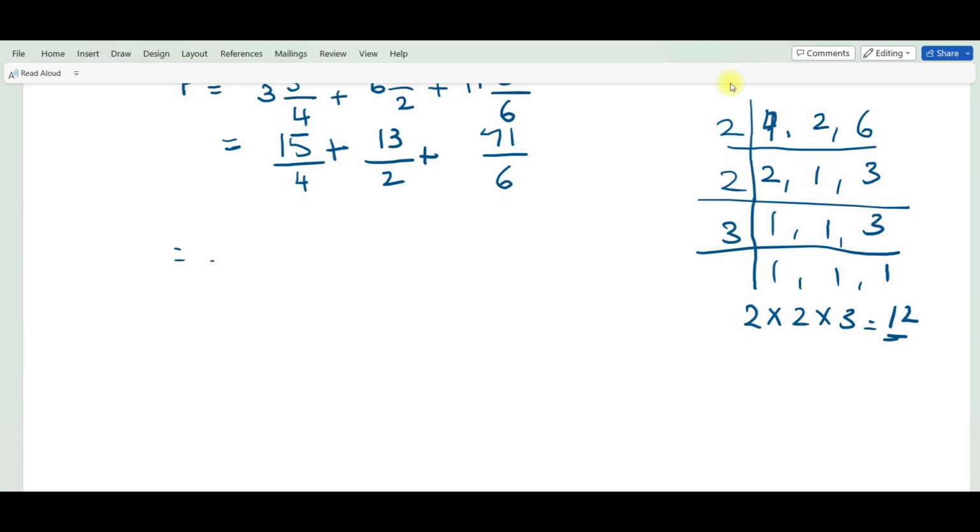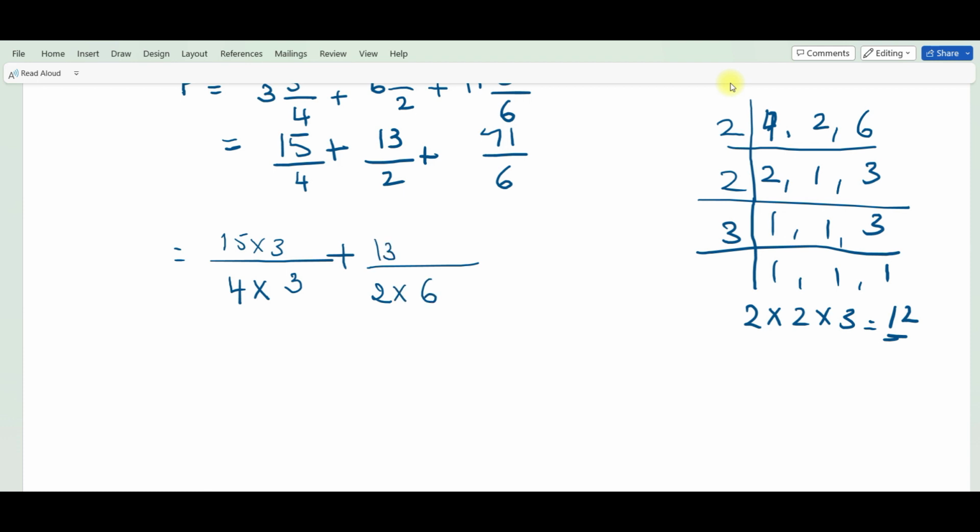So I just do that. I have first 4 as a denominator. So 4 how many times will give me 12? It will be 3 times. So I multiply the same with my numerator. Plus I have 2 as the denominator here. It would be 2 6 times 12.